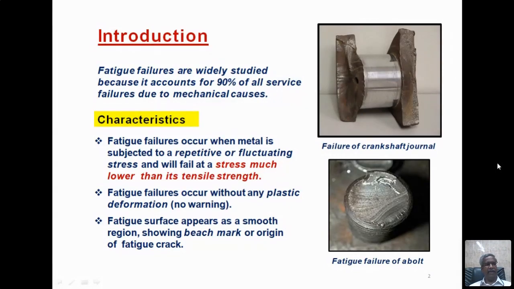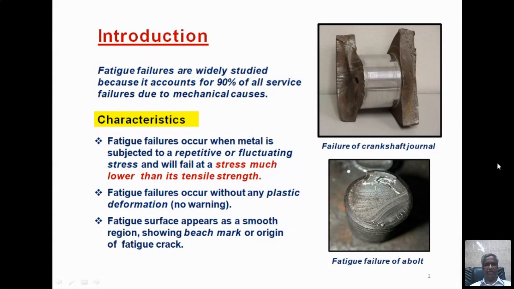Normally, our general assumption is that it will not fail below the tensile strength. Above the tensile strength only, the necking will start in the material, at the maximum load carrying point, and from there the failure will occur. But here, failure occurs at lower than its tensile strength. And another thing is, fatigue failures occur without any plastic deformation. That's another very interesting characteristic feature of fatigue failure.